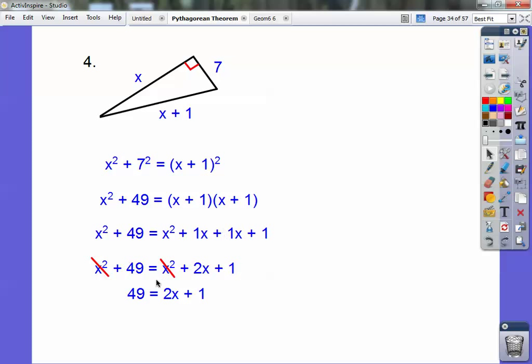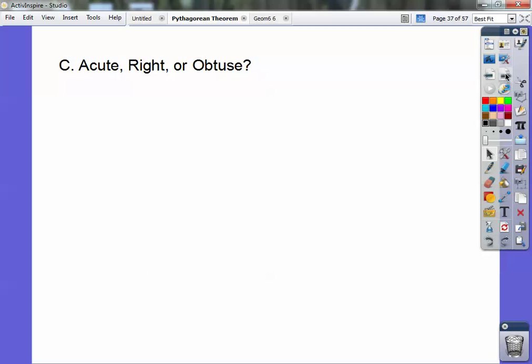And then so now I got this simple algebra 1 problem. I'm going to subtract 1 from both sides and then divide by 2, and I get 24. X equals 24. Okay, so acute, right, or obtuse triangles.